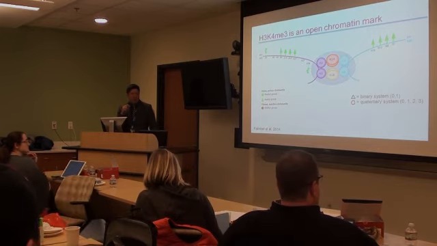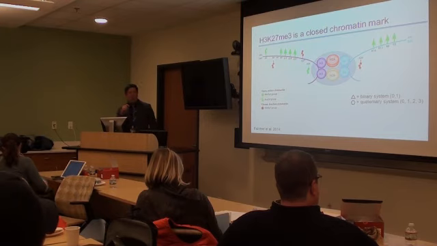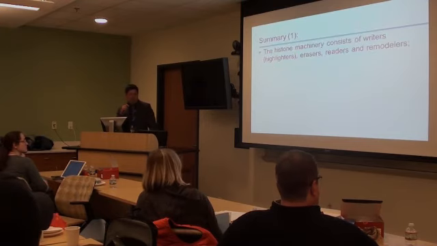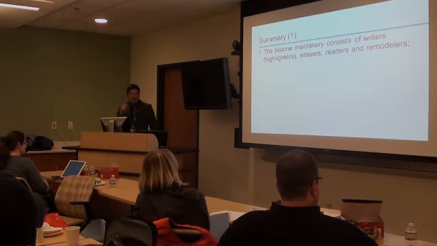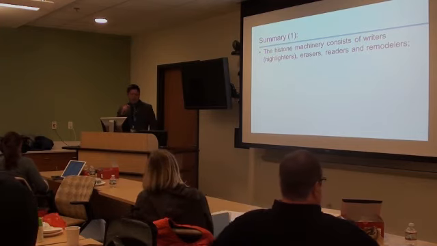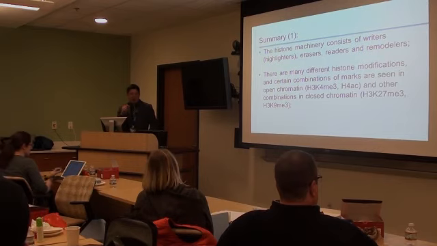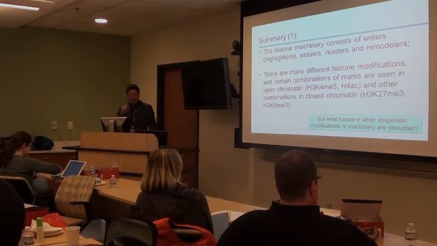This is an open chromatin mark, H3K4 trimethylation, but then there are other histone methylation marks that are only seen in closed chromatin. So what I want you to get out of this is that the histone machinery consists of writers, like KAT6A, erasers, readers, and remodelers. And there are many different histone modifications, but what I want you to know is that there are some marks that are only seen in open chromatin, like the acetylation, and then there are other combinations that are seen in closed chromatin. So what then happens when the epigenetic modifications or the machinery are disrupted?